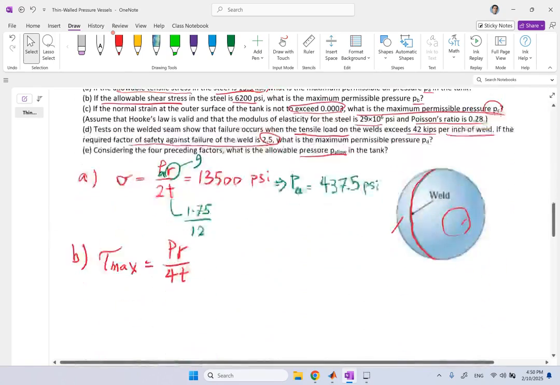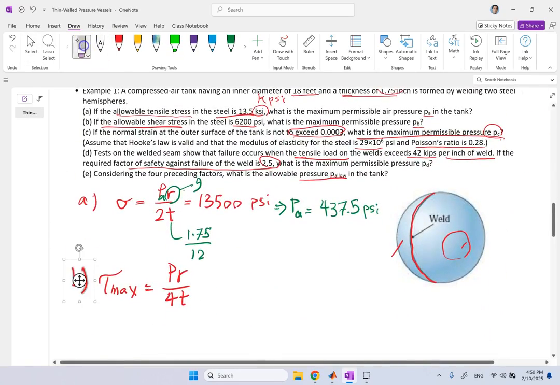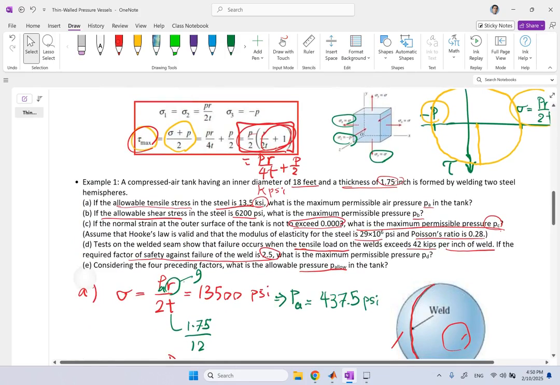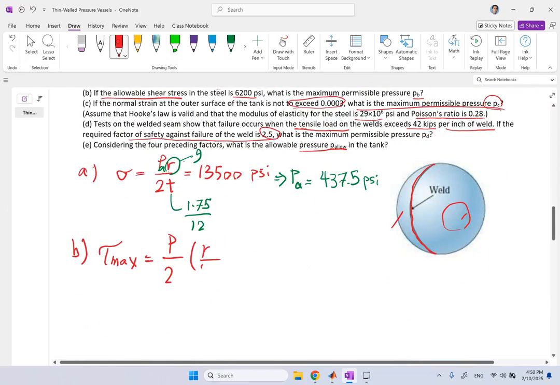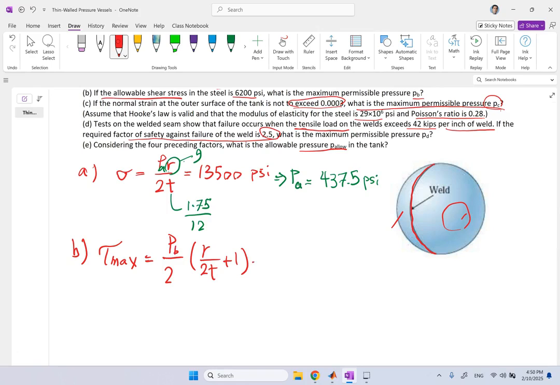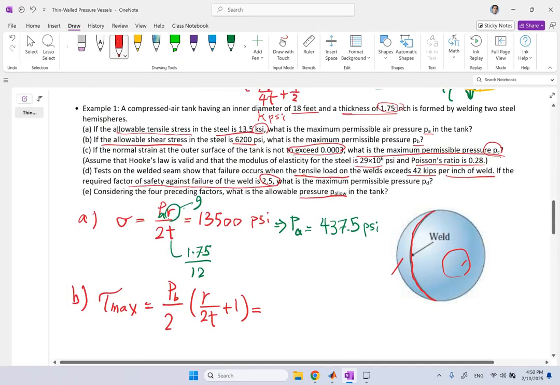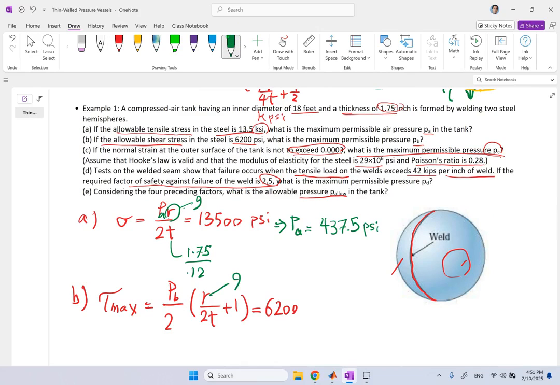So if I want to be really accurate, instead of this, I should really use the one that we just had, P over 2, and then times T, basically R over 2T plus 1. This is the correct way to do it, calling this PB, and maximum shear stress is 6,200. Again, we have the numbers for R and T. Remember, this is R, this number is T, and from here I should be able to solve for PB.